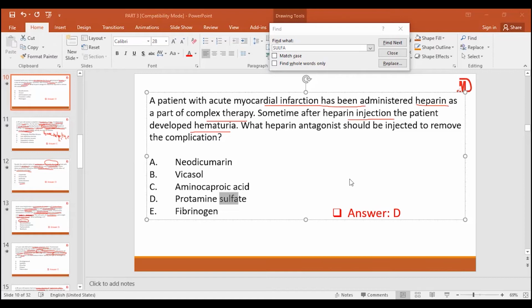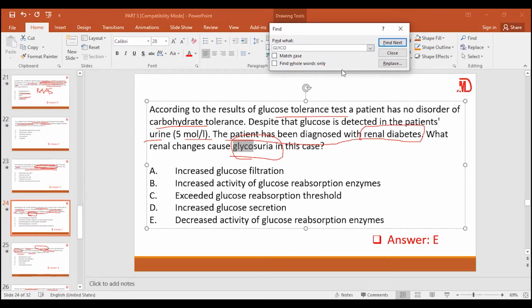Yes, I have a question about renal diabetes and glycosuria. We choose the decreased activity of glucose reabsorption enzymes. Why did we choose that instead of increased glucose filtration? When the glucose filtration increases, it means glucose will be more. Yes. Very wonderful question.